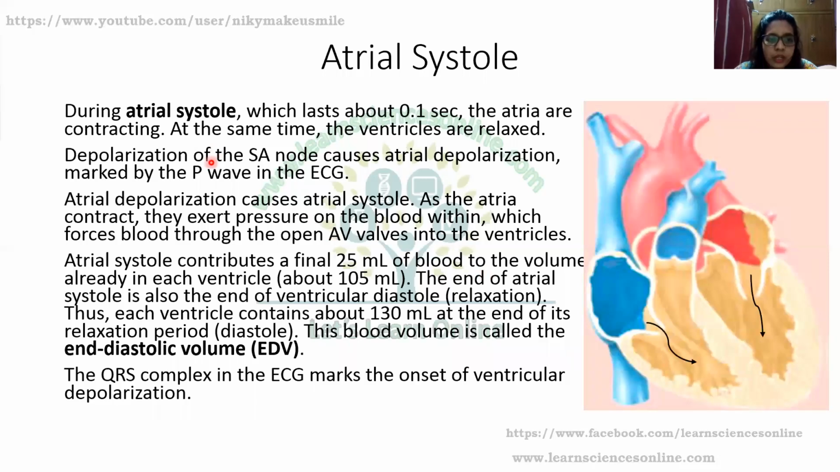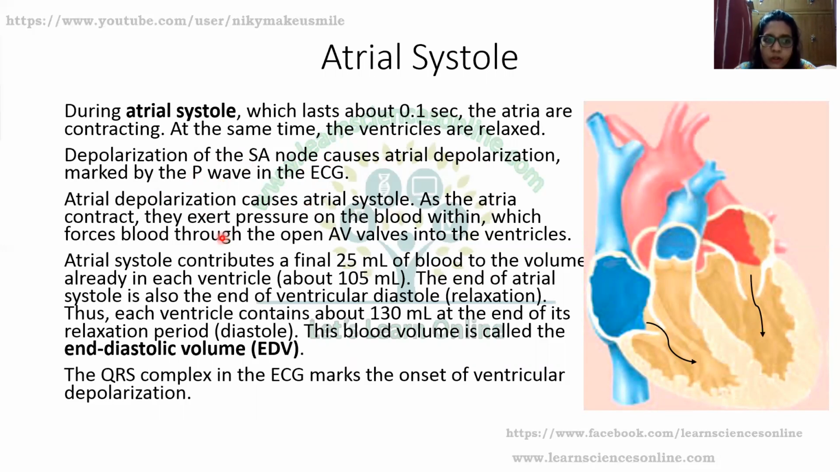So this is the depolarization of the SA node. The SA node is the sino-auricular node, which is the pacemaker. The heartbeat initiates from the sino-auricular node only. So depolarization of the sino-auricular node causes the atrial depolarization, which is marked by the P wave in the ECG. Atrial depolarization causes atrial systole.